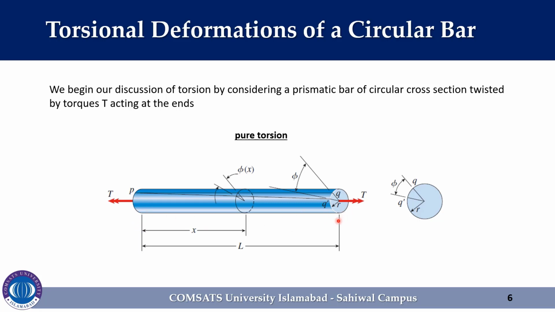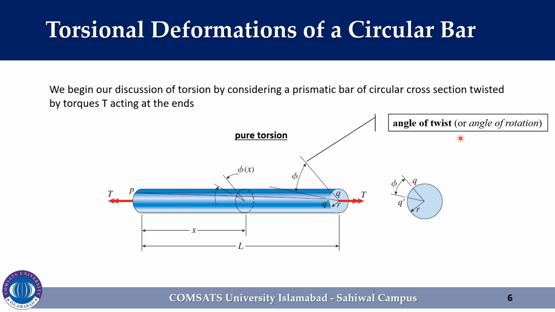In other words, all cross-sections remain plane and circular, and radii remain straight. Furthermore, if the angle of rotation between one end of the bar and the other is small, neither the length of the bar nor its radius will change. However, to aid in visualizing the deformations of the bar, imagine that the left-hand end of the bar is fixed in position. Then under the action of the torque, the right-hand end will rotate with respect to the left-hand end through a small angle phi known as the angle of twist or angle of rotation.